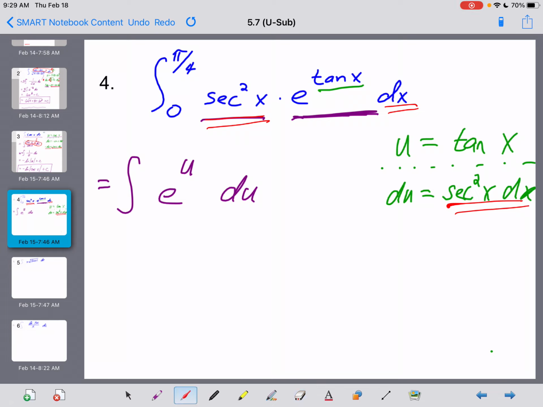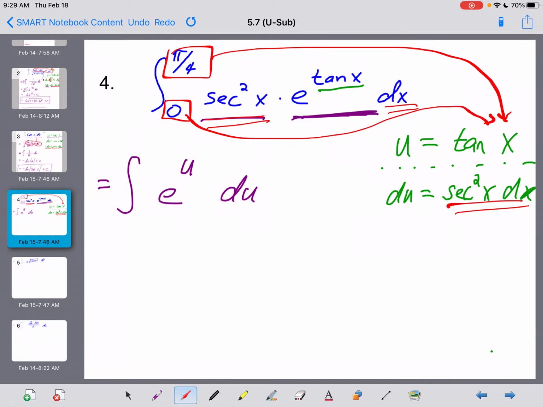In addition to changing the integrand and the variable of integration from x terms into u, we also need to change the limits of integration. And the way we're going to do that, you guys, is we're going to take 0 and pi over 4, which are x values, and we're going to put them into this equation right over here to come up with u values.